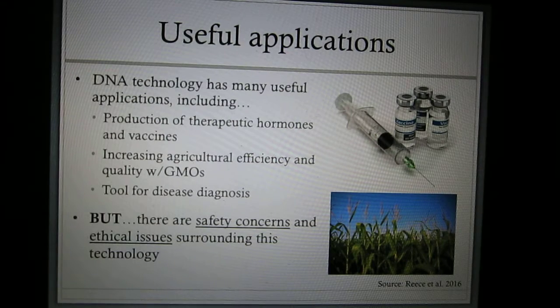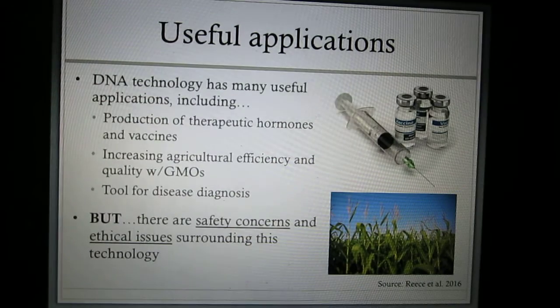DNA technology has a lot of really useful applications, including the production of therapeutic hormones, such as insulin and human growth hormone, also the production of vaccines, such as the vaccine for hepatitis B, which causes liver disease. DNA technology can also be used to increase agricultural efficiency and quality through using genetically modified organisms, or GMOs. So you can create crops that are resistant to herbicides, crops that grow faster, or crops that have higher contents of certain nutrients. This can also be done with animals.